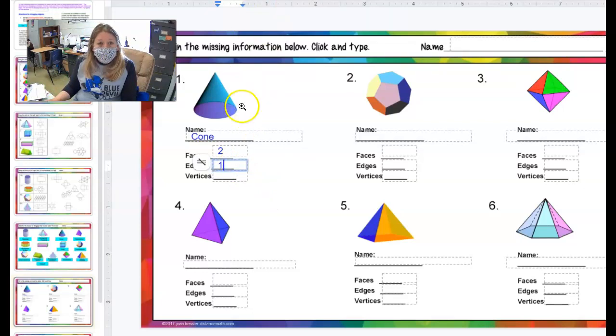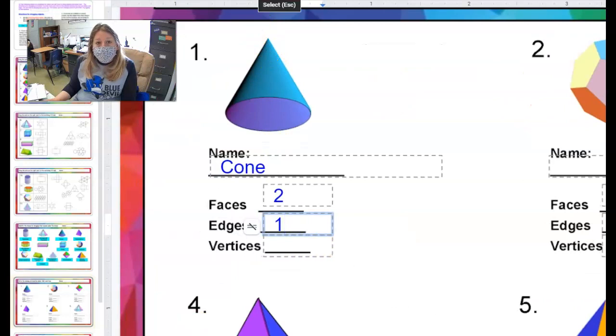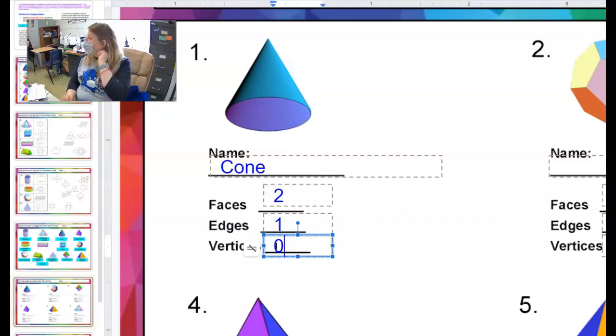Let me make this bigger. And then there are actually 0 vertices on a cone. The point at the top is called an apex, but it's not a vertex because it's not a corner where multiple faces meet. That's just where the one face kind of wraps around itself. So it's an apex, not a vertex.